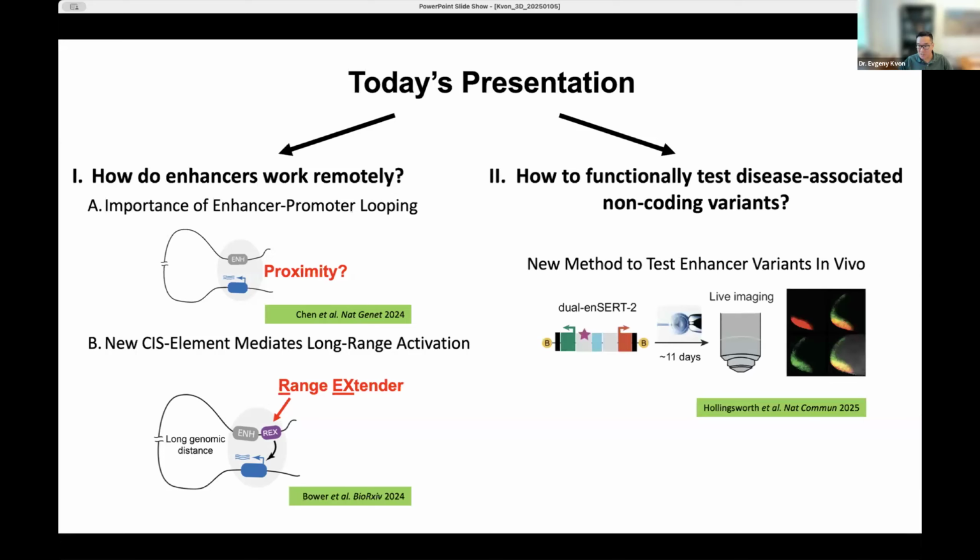And then the second, smaller part of my talk, I'm going to address maybe more disease-related questions. How do we actually functionally test variants that occur in enhancers in vivo? This is especially relevant because, as you all know, most of the candidate disease-associated variants coming from GWAS and whole genome sequencing studies affect non-coding DNA, and presumably many of them affect enhancers.